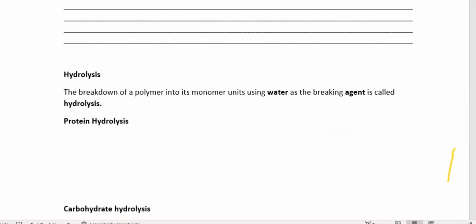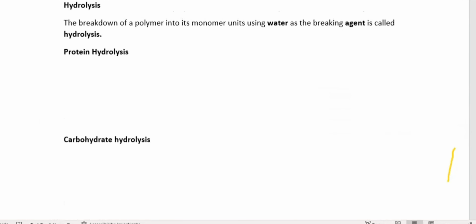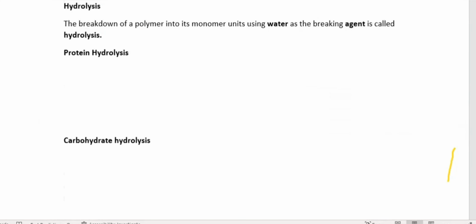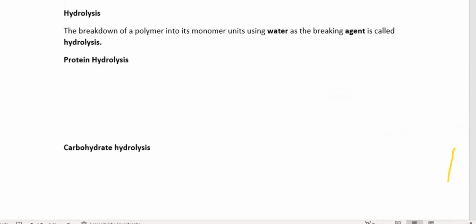So the breakdown of a polymer into its monomer units using water as a breaking agent is called hydrolysis. That's what hydrolysis is. So you have protein hydrolysis, you have carbohydrate hydrolysis, and you have fat hydrolysis. And we're going to look at all of them now. Okay, so I'm first of all going to draw the protein. So this is what the protein looks like.